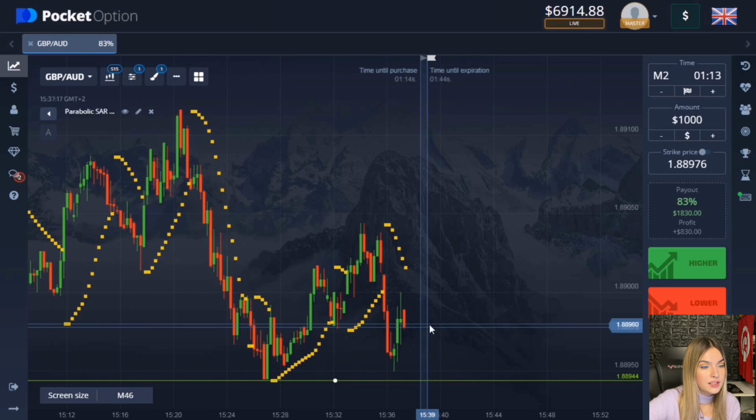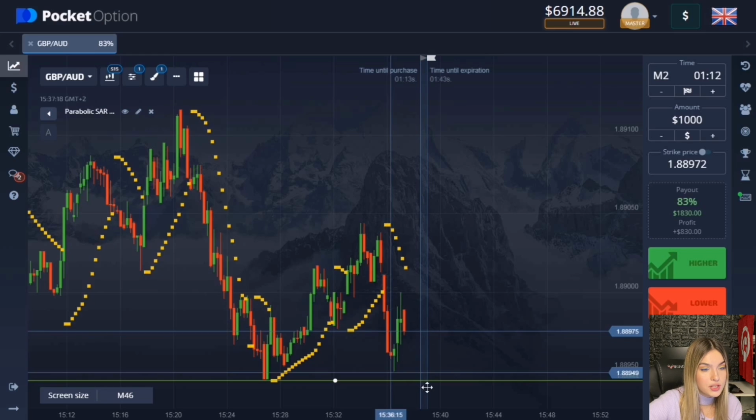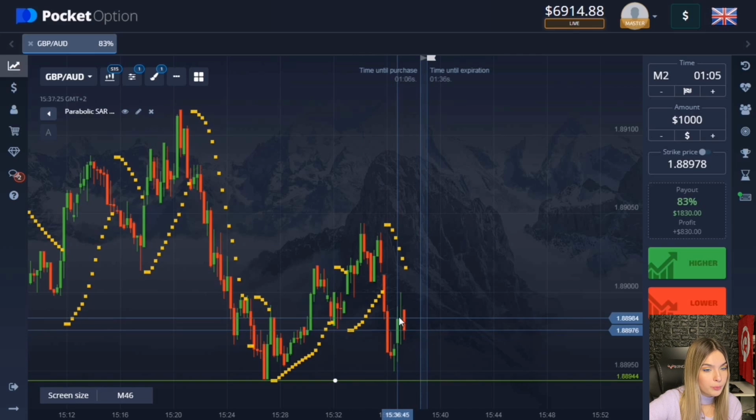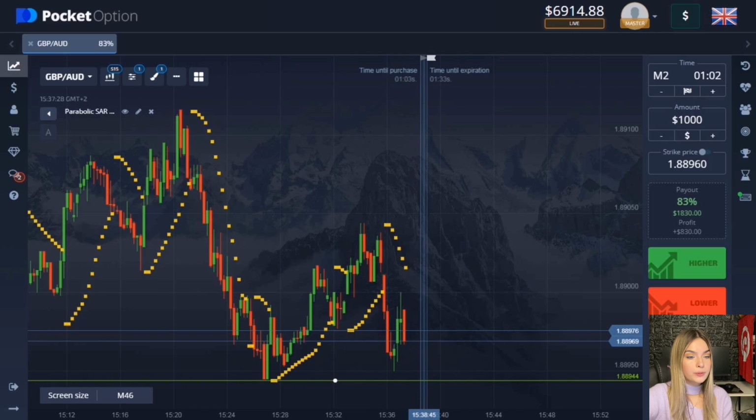Here we also see that there is a level of support. We also see there was a downside movement. The price touched the support level and rolled back up, and after the rollback the price continues its movement to our level again. I will open a deal for 2 minutes to go down.